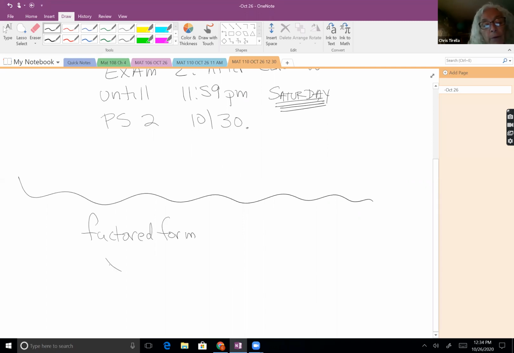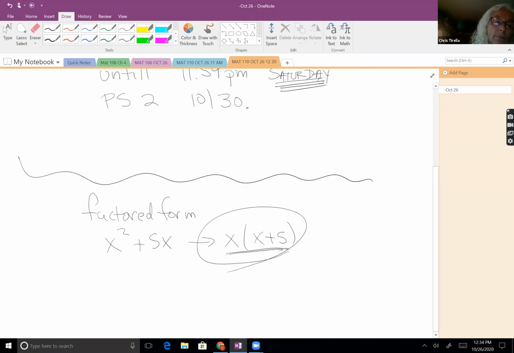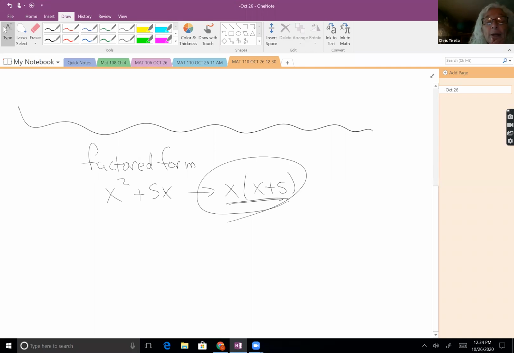people were giving me something like x squared plus 5x, and that's not factored. Factored would be x times the quantity x plus 5. I was looking for the work showing that it was factored. If I saw that on your work paper, I gave you partial credit, but if I didn't see the factored form, you didn't get that partial credit.